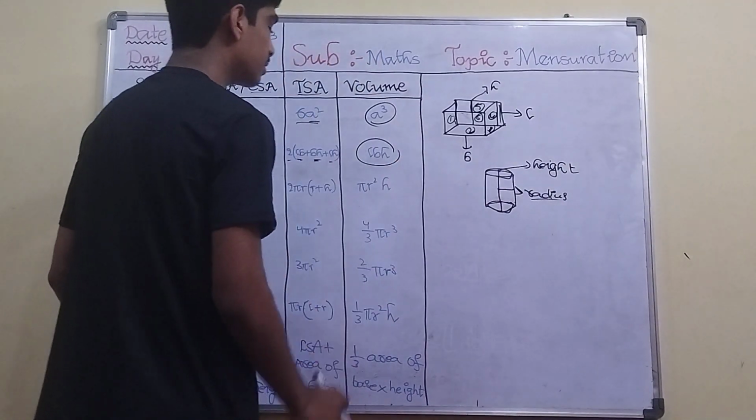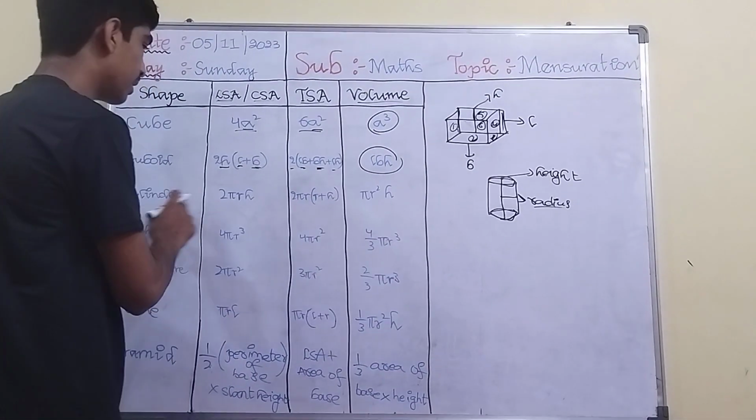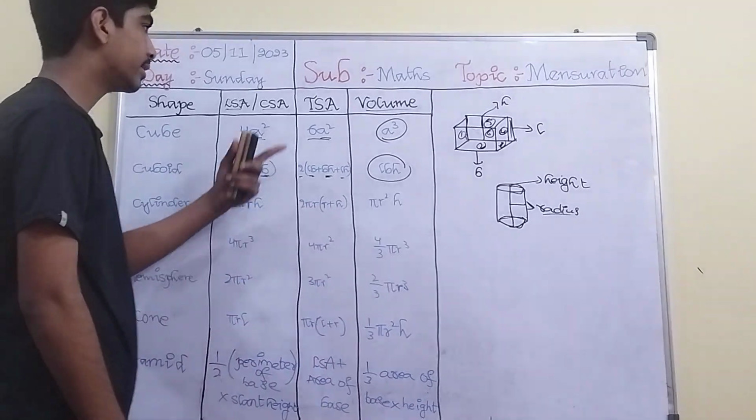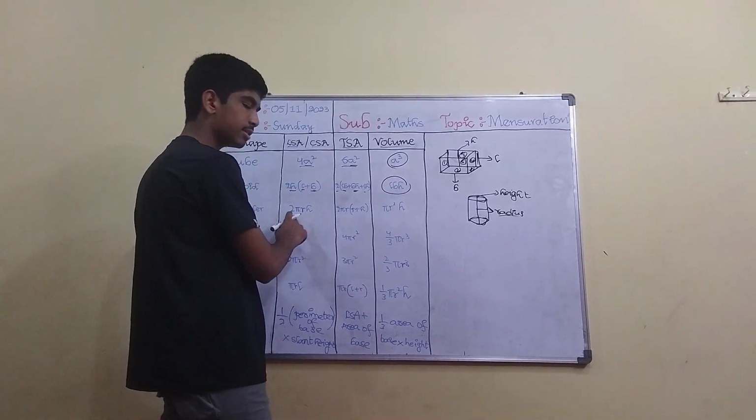This is the height of the cylinder. So the formula will be 2 pi RH, and the TSA of cylinder is 2 pi R into R plus H. TSA is the total surface area. We have to take the total, so we have to multiply. Here it is 2 pi RH.